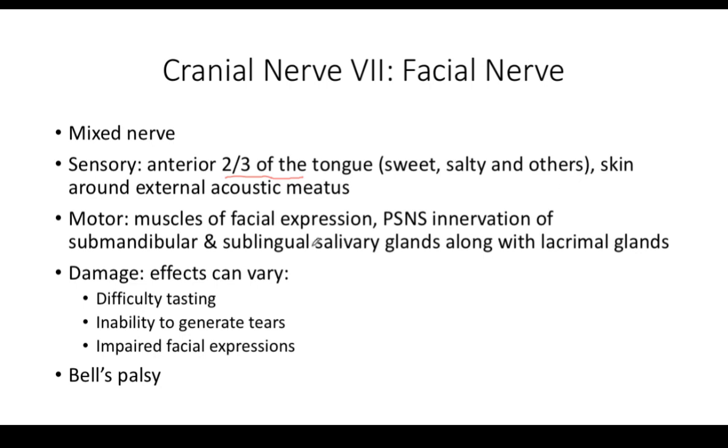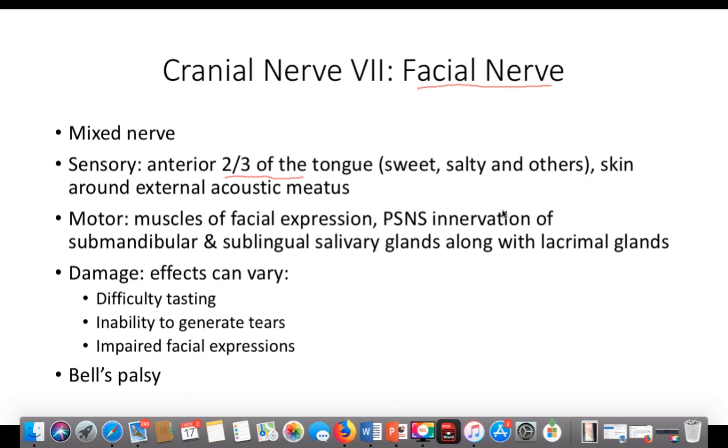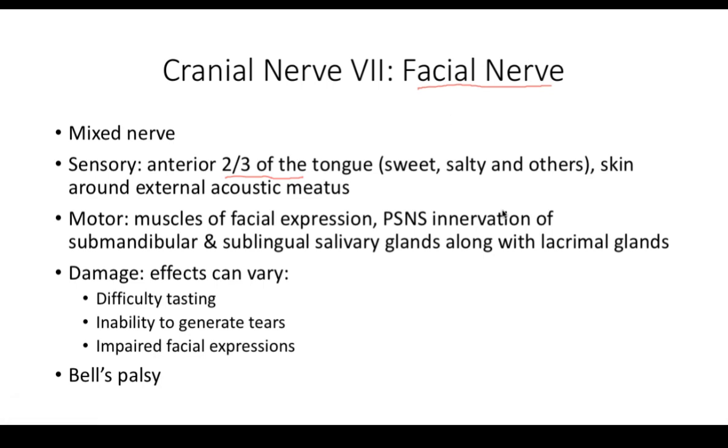And the motor aspect of this innervates muscles of facial expression. And there's a lot of times when you're learning anatomy and physiology where you just have to turn your brain off and just take things for what they are. Don't overthink what the facial nerve is and where it goes. It distributes to the face. So it helps control muscles of facial expression. There's also parasympathetic innervation of what are called your submandibular and sublingual salivary glands, and also your lacrimal glands.